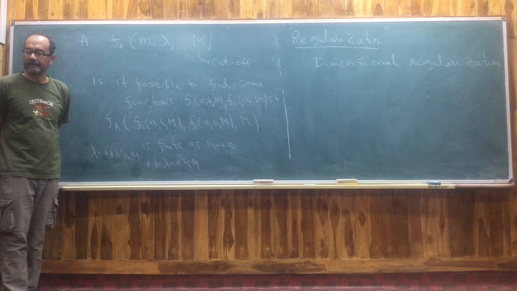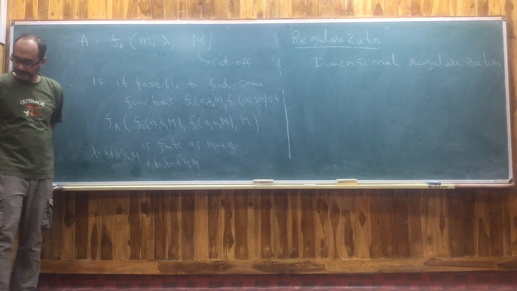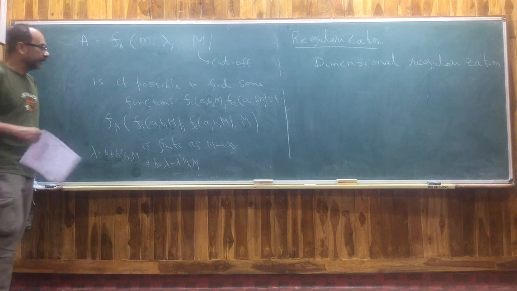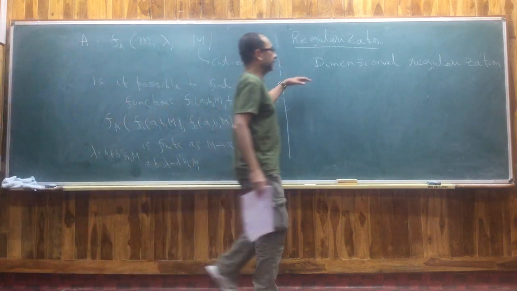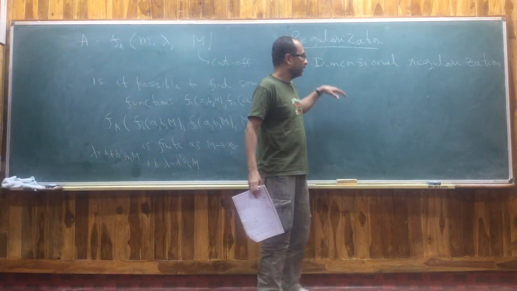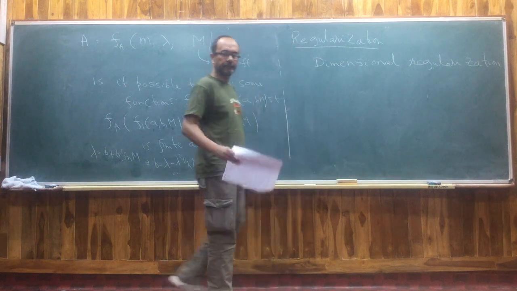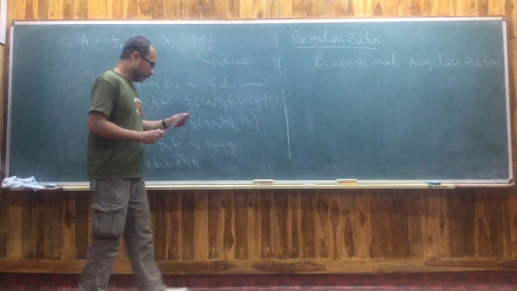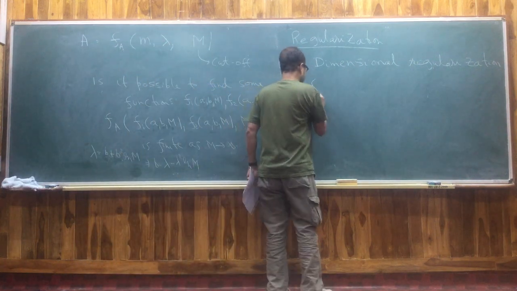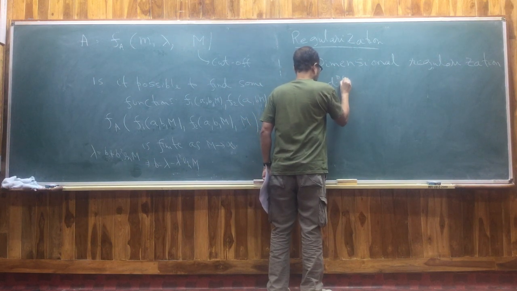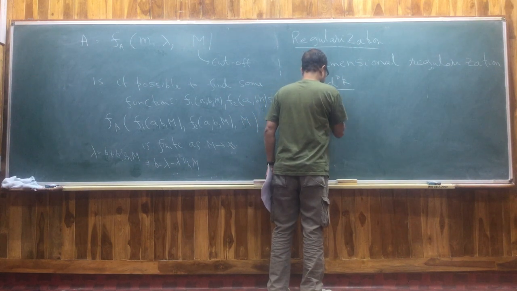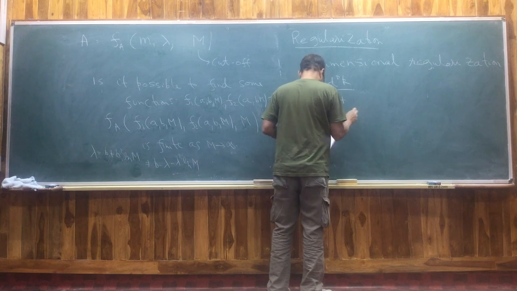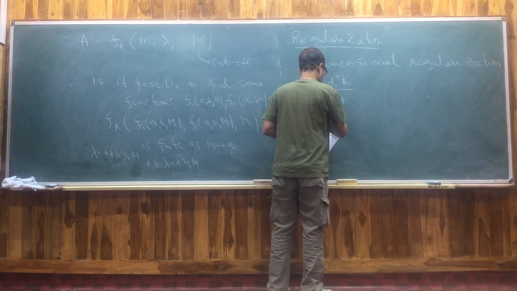Is this clear? So let's see how we can make sense of integrals as a function of dimension. We'll start with a simple integral, because this will basically capture most of what we want to do. The integral d^dk over k squared plus, over (2 pi)^d.